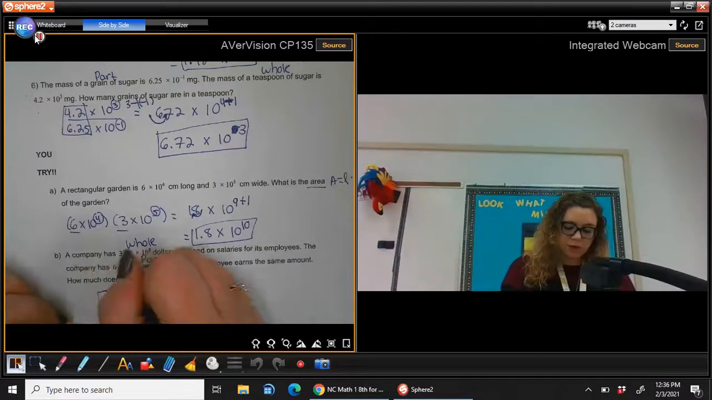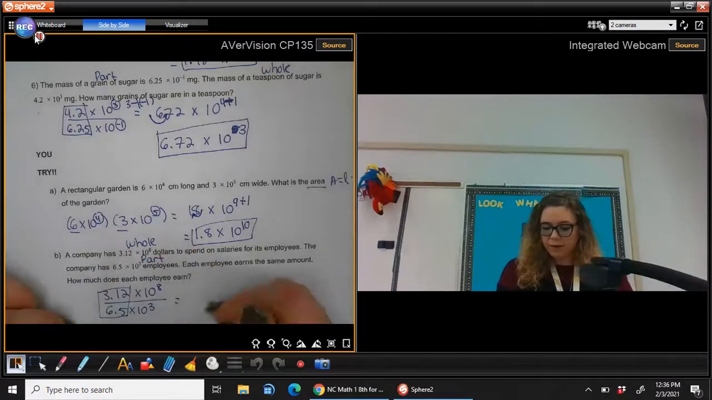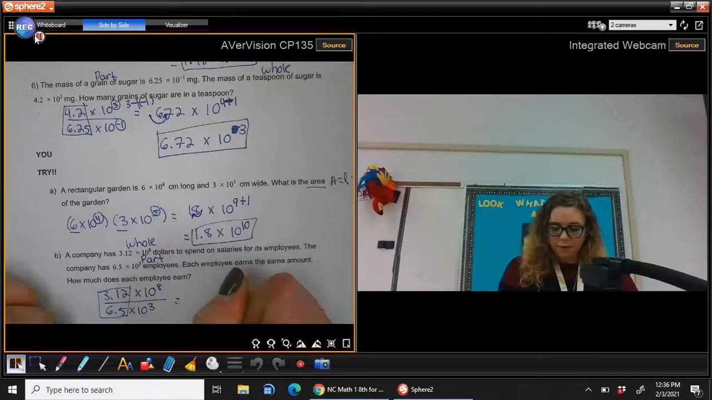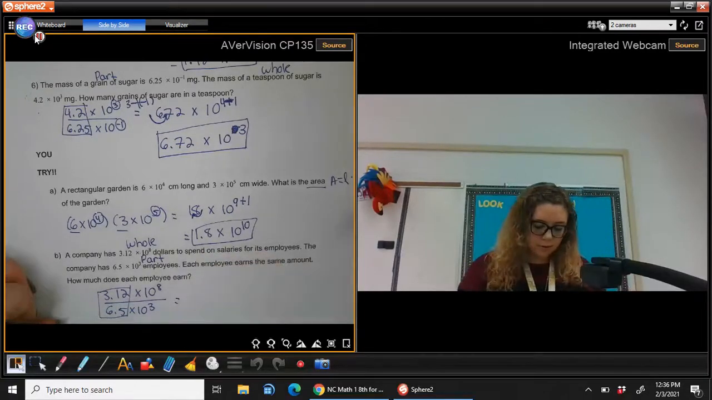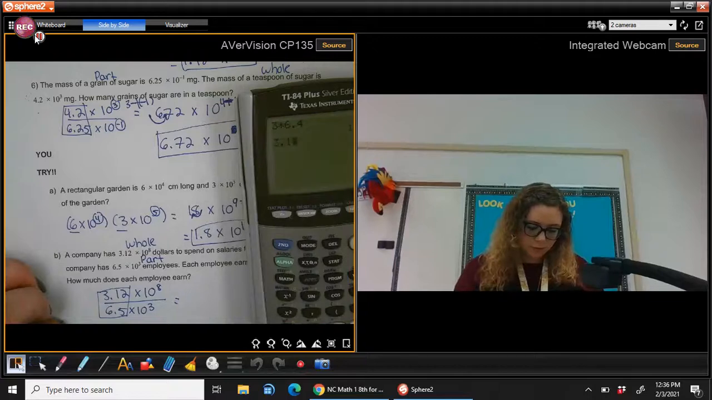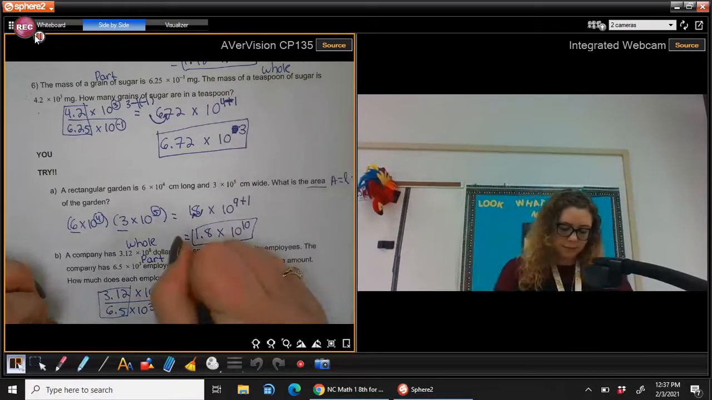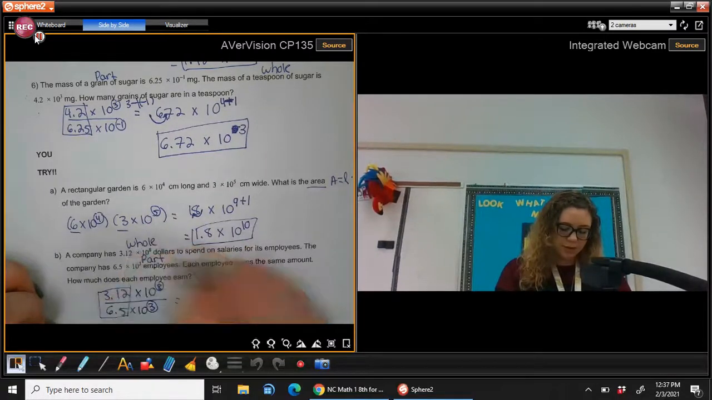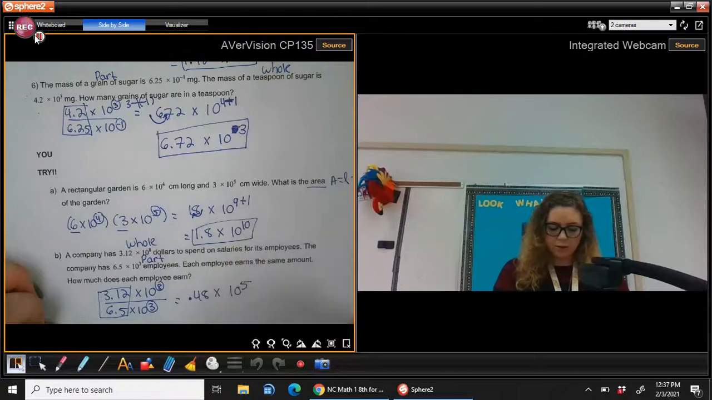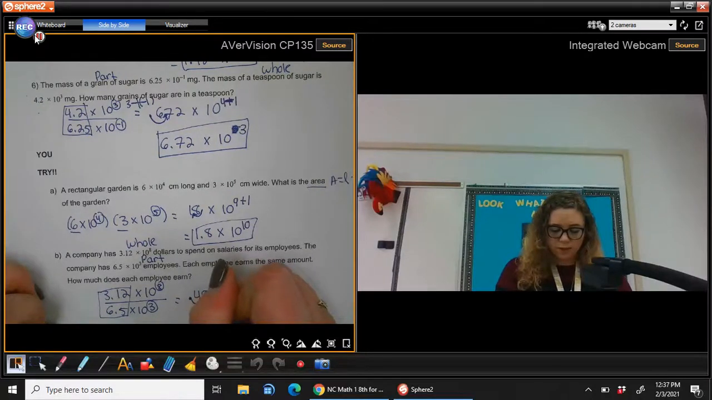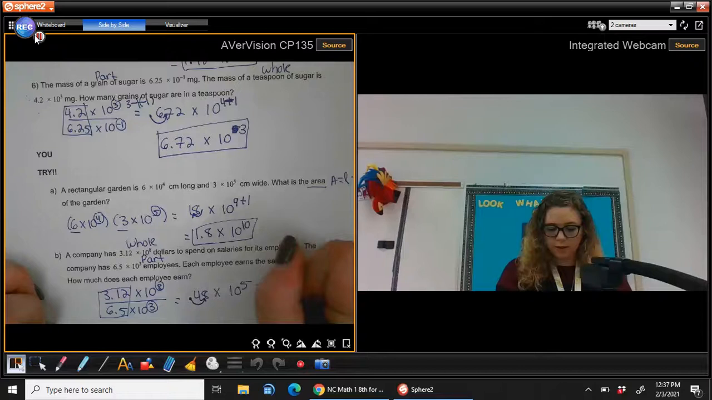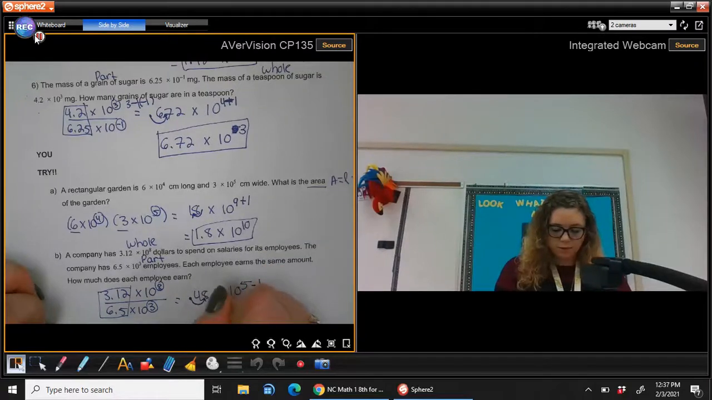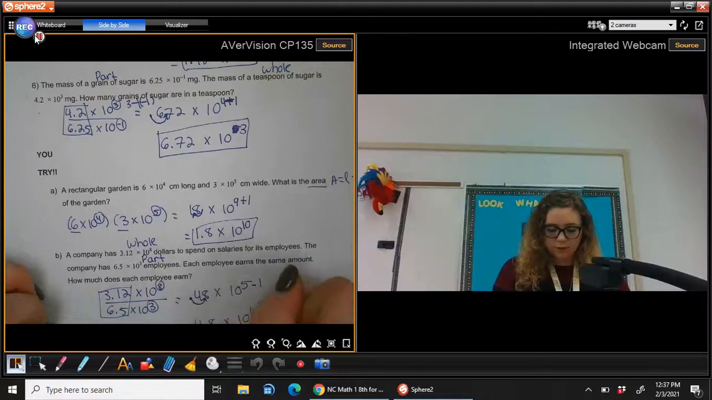So 3.12 divided by 6.5. That's going to give you what? 0.48 times 10, subtract my exponent since I'm dividing, 10 to the 5th, and I'm going to move it 1 time to the right, so I'm going to subtract 1, then I have 4.8 times 10 to the 4th. So that is what they make.